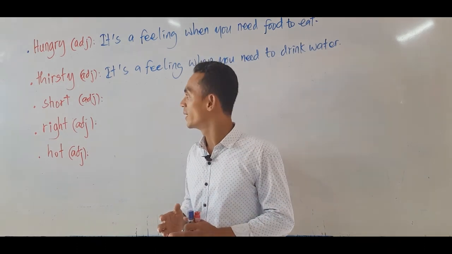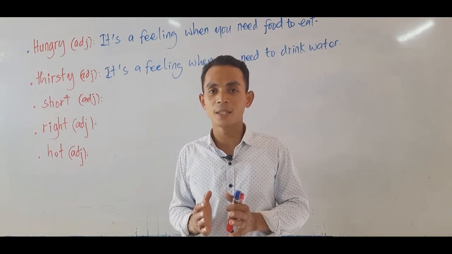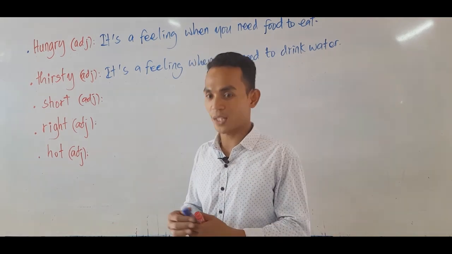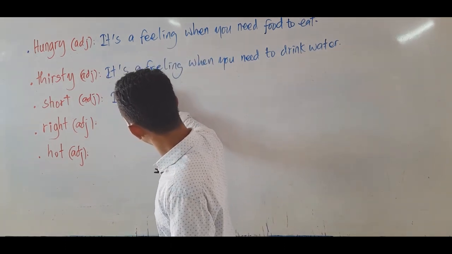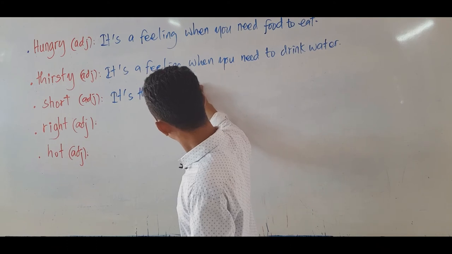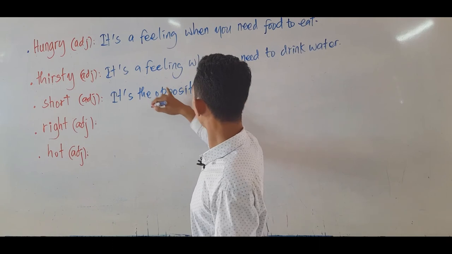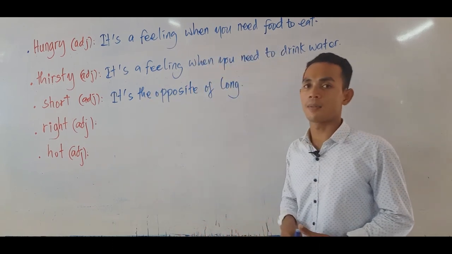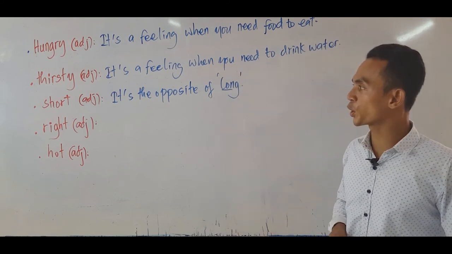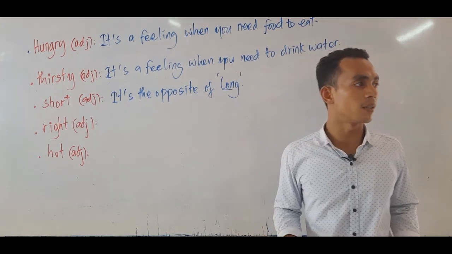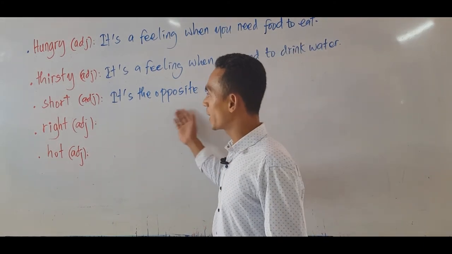Short means it's the opposite of long. You can say short means it's the opposite of long. You can use an antonym. It's the opposite of long, right? It's the opposite of long. So short means it's the opposite of long. The opposite of long is short.